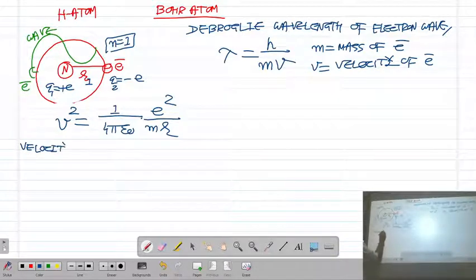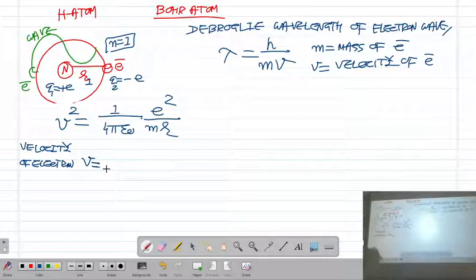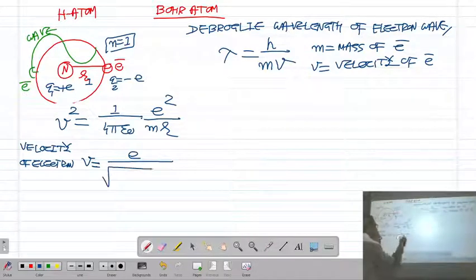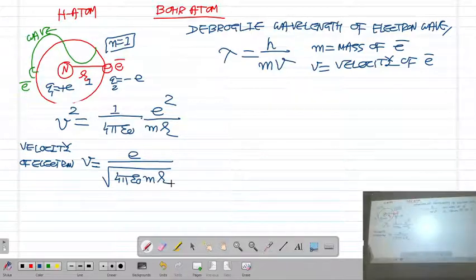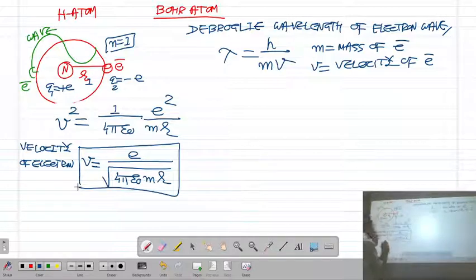Therefore, velocity of electron v is equal to the square root, under root of the square will be e upon under root of the denominator will be 4 pi epsilon 0 mr. Okay, so this equation gives the velocity of electron in an orbit around the hydrogen nucleus, right? So velocity of electron in an orbit around the hydrogen nucleus is given by e upon under root 4 pi epsilon 0 mr.